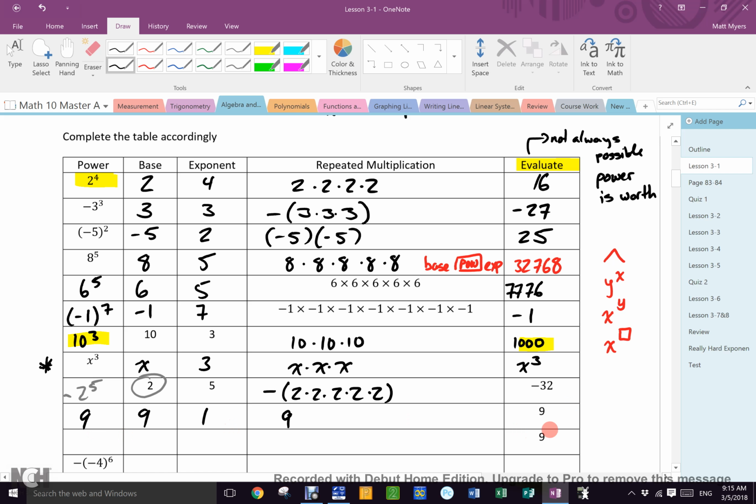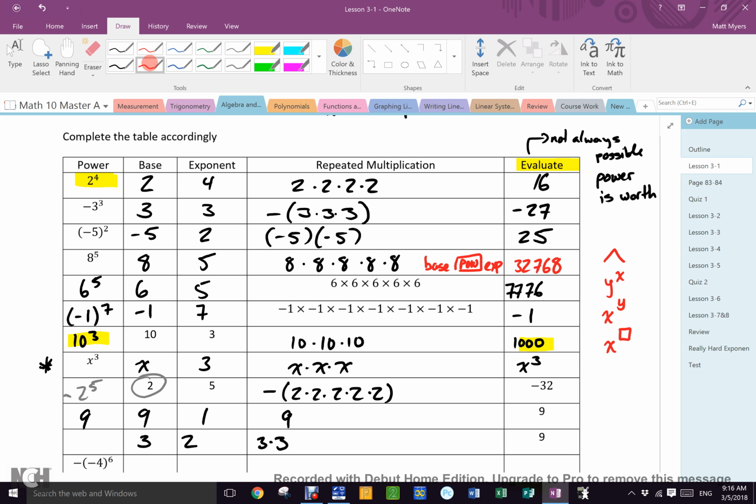Now I've got a second one here. What's another way? I could do 3 times 3, yes? So what would the base be? The base, 3, and the exponent? 2. How else could I do that? What would it be? No. But you're on the right track. It has to do with negatives.